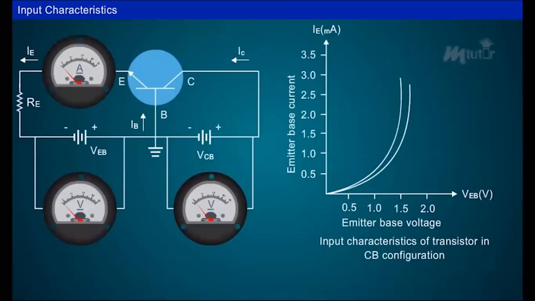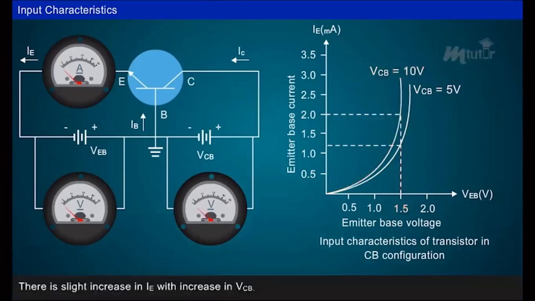When we increase collector base voltage to 10 volts with constant emitter base voltage, the emitter current increases slightly. For VCB equal to 5 volts, when VEB is 1.5 volts, then IE is 1.2 mA. When VCB equal to 10 volts, when VEB is 1.5 volts, here in this stage, IE is 2 mA. Thus, it can be observed that there is slight increase in emitter current IE with increase in VCB.